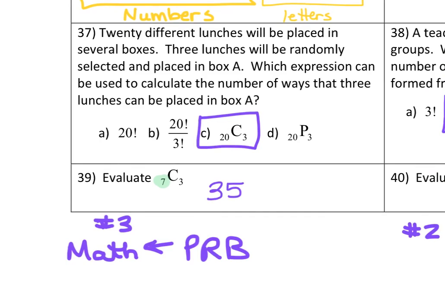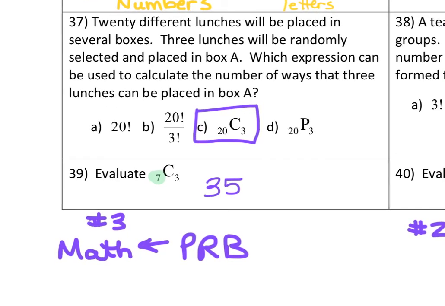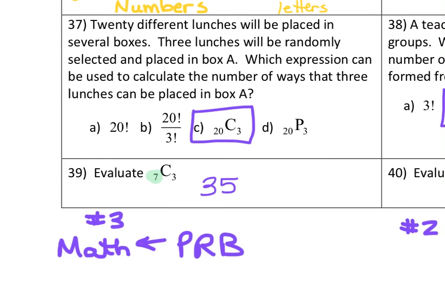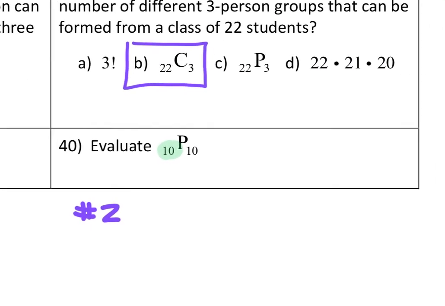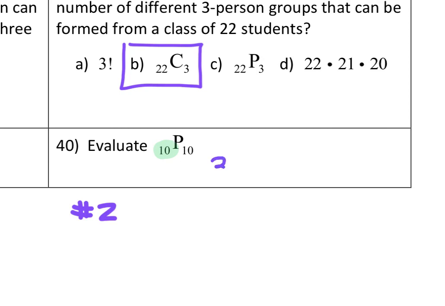I dropped some problems somewhere or misnumbered something, I think. Anyway, so for 39, the answer is 35, and for 42, your answer should be 3,628,800.